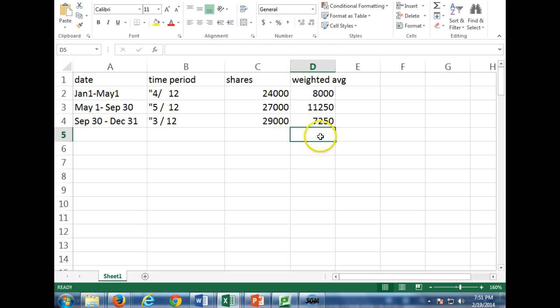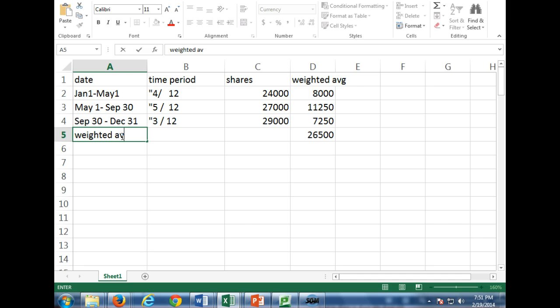Okay, so now what is our total here, guys? 26,500 shares, right? This is our weighted average of shares outstanding. Does that make sense? Yes? Okay?